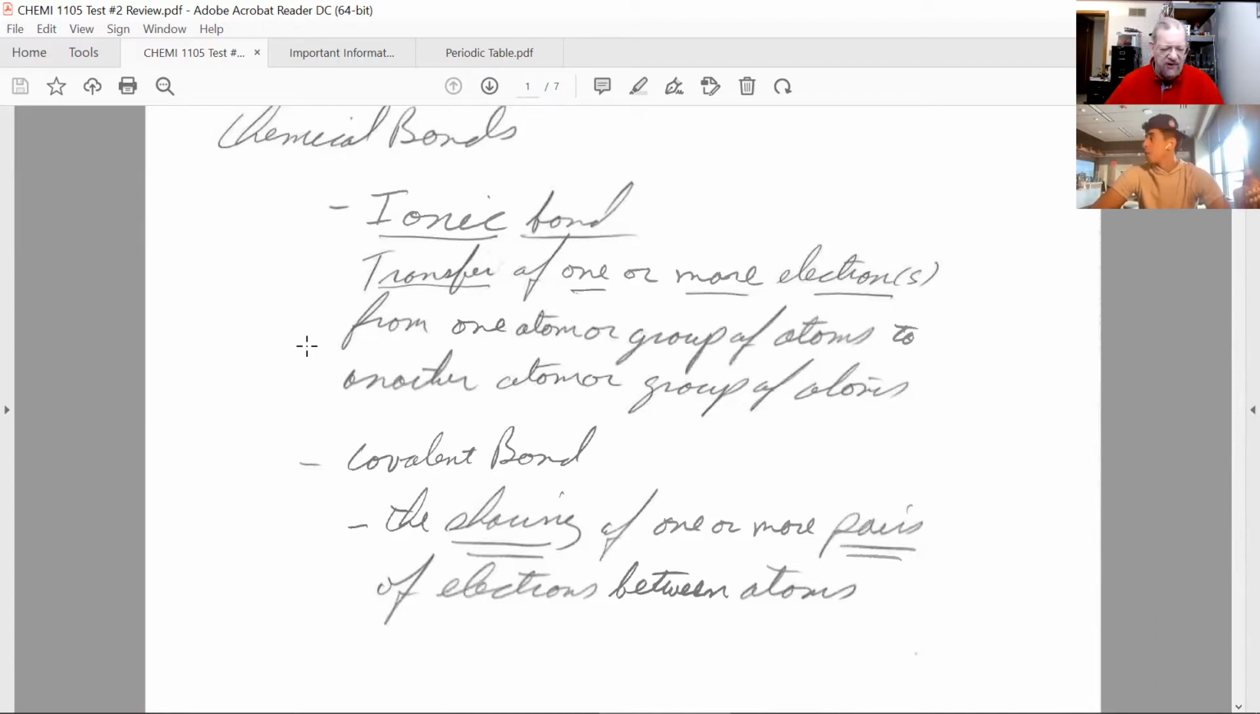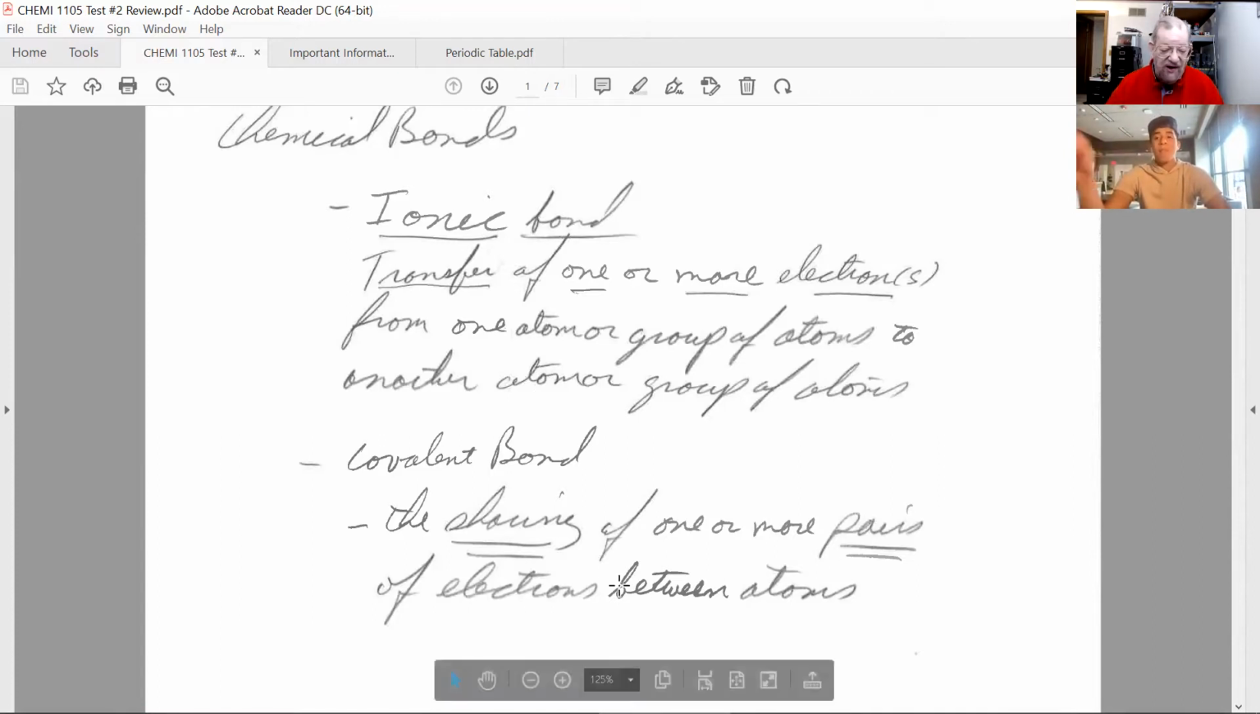You should also know what is a covalent bond. And a covalent bond is the sharing of one or more pairs of electrons between atoms. So an ionic bond involves transfer of one or more electrons from one atom or group of atoms to another atom or group of atoms. And a covalent bond involves sharing of one or more pairs of electrons between atoms. Don't forget, pair means two.